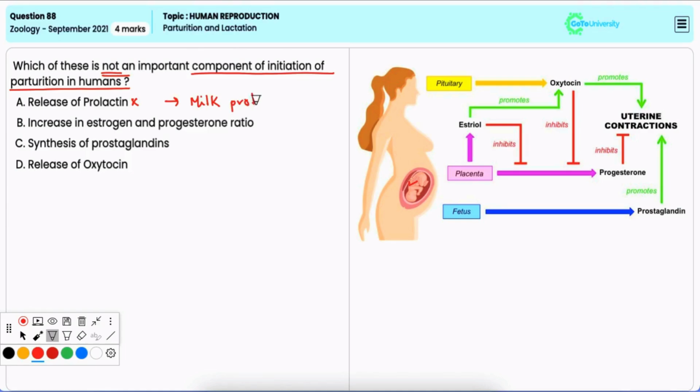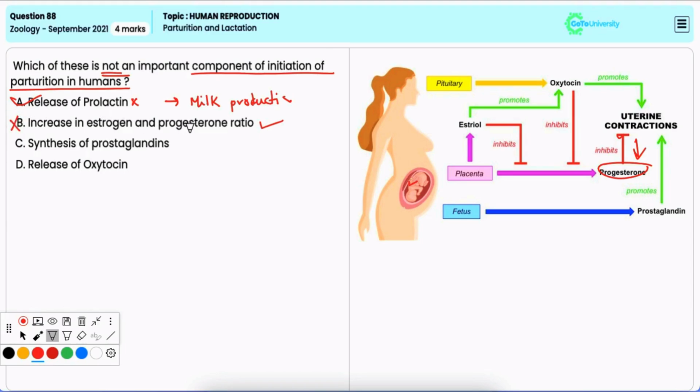Option B, increase in estrogen and progesterone ratio. It is an important component for parturition. Estrogen promotes uterine contractions while progesterone inhibits them. So, as labor approaches, progesterone levels decrease relative to estrogen, thus facilitating uterine contractions. Hence, it is an incorrect option.